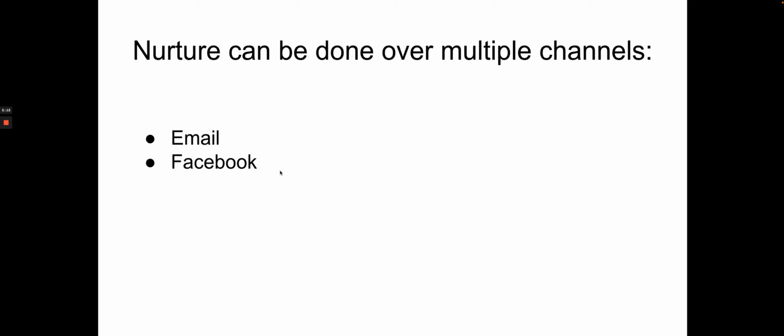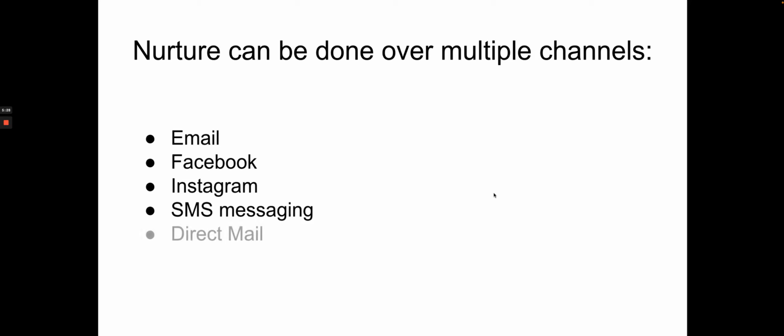You can also nurture people over Facebook, though, which is pretty interesting, and it's also quite effective, by the way. You can nurture people through Instagram as well, and SMS messaging is a great way to do that because it's such great open rates, and we'll talk about that later. And also just through normal mail, also known as direct mail, like sending people letters in their mailbox.